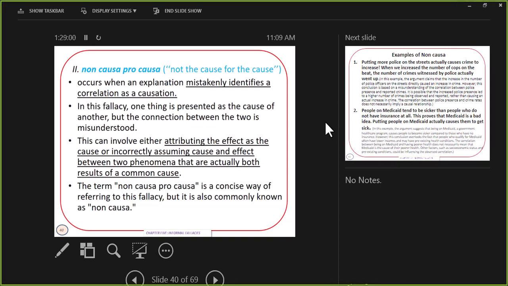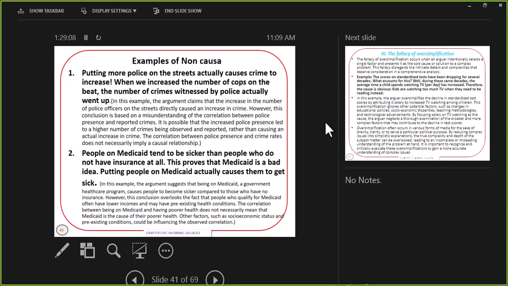The term non causa pro causa is a concise way of referring to this fallacy, but it's not commonly known as the non causa fallacy. Look at the example. Putting more police on the street actually causes crime to increase. When we increase the number of cops or police on the beat on the street, the number of crimes witnessed by the police actually went up. What is the relation between increasing the number of police and increasing crime rate? We imagine as if the first is related to the second in a cause-effect relationship, when in fact both of them could have some other common cause.